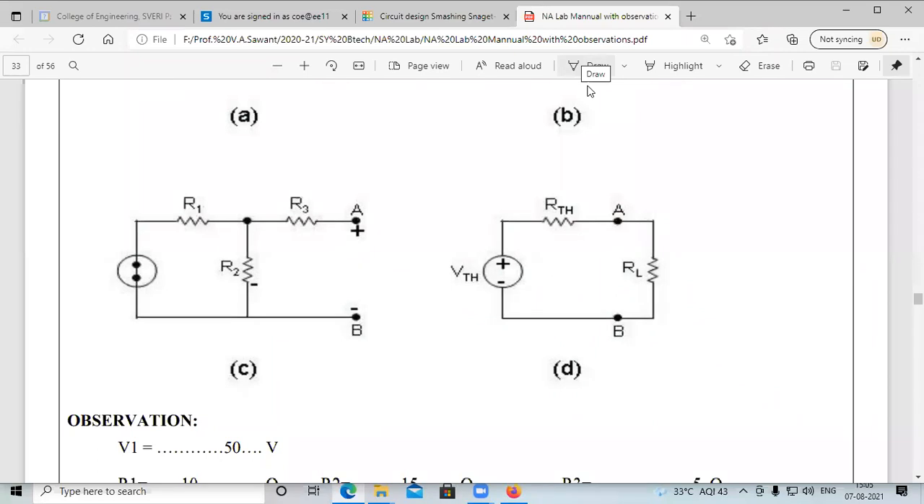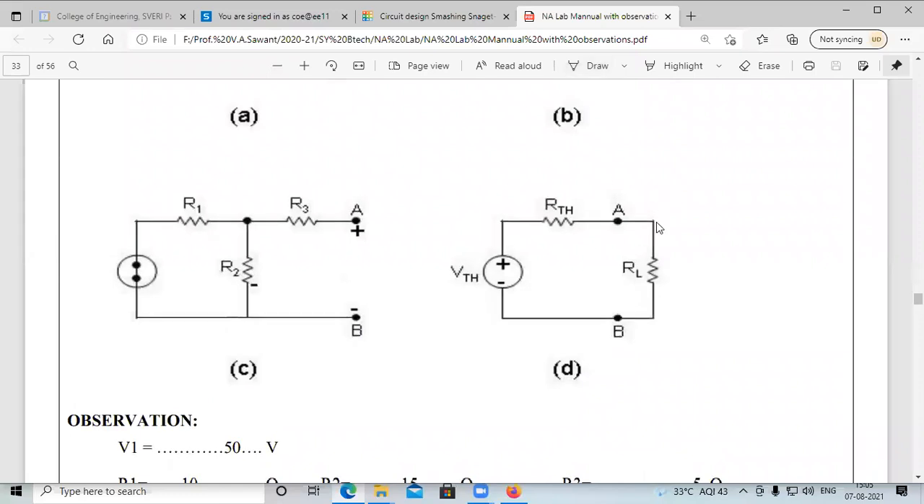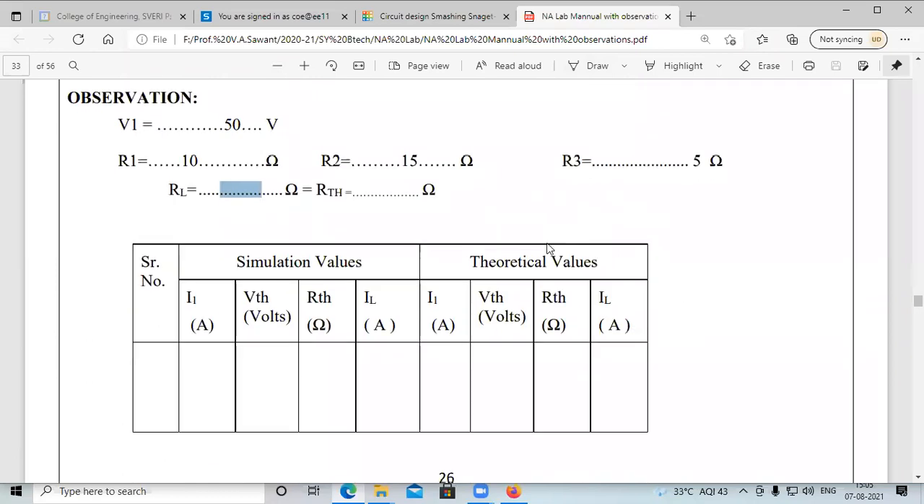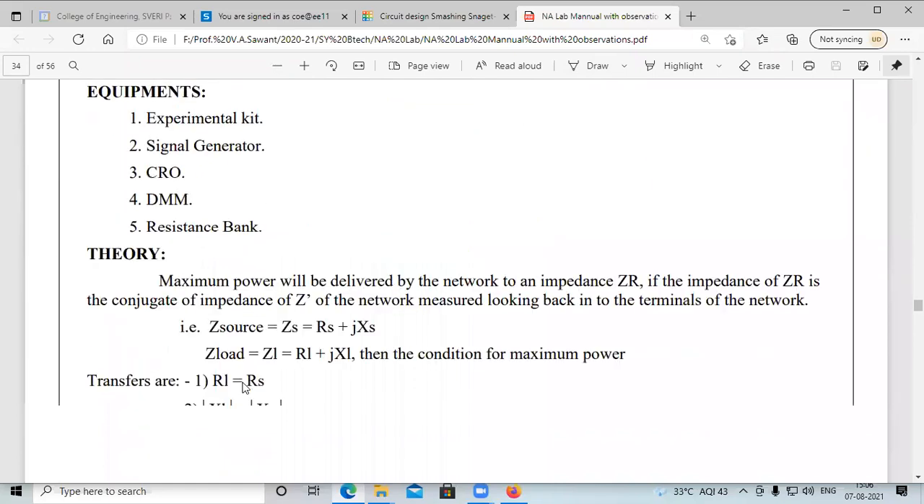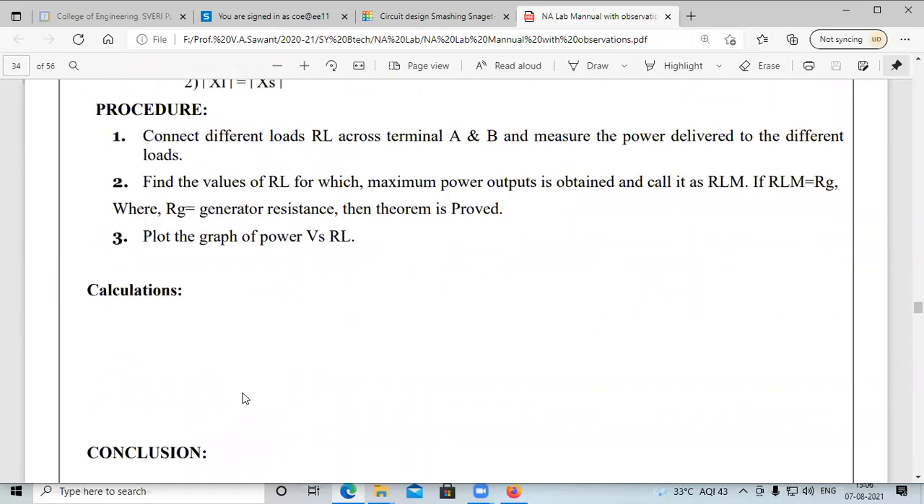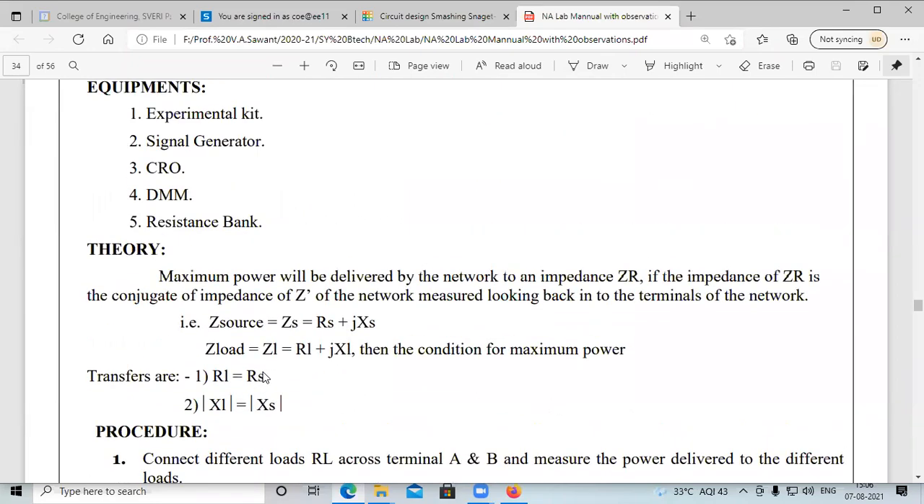Calculate Pmax from VTH square divided by 4 into RTH. So this is the theoretical calculation. In the simulation, we will see only the values of VTH and RTH. The load current IL is also calculated in VTH. So just write this and calculate Pmax. In the conclusion, write the maximum power, Pmax. Hence we verify the maximum power transfer theorem, and the value of Pmax equals dash dash. Write whatever value comes out.